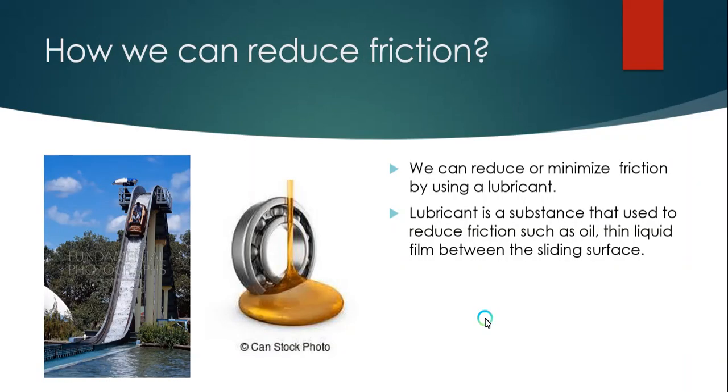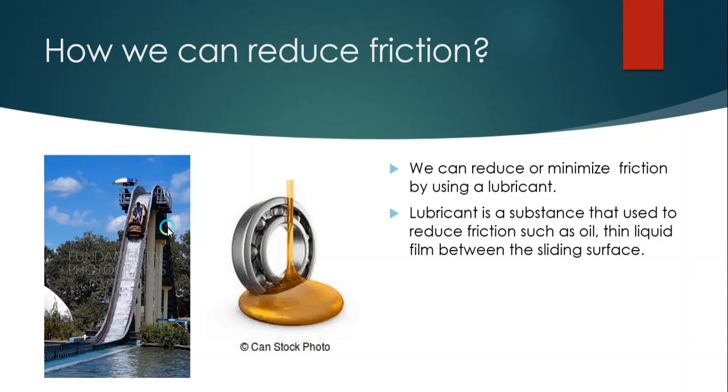How can we reduce friction? We can reduce friction by using a lubricant. What is the meaning of lubricant? A lubricant is a substance, for example oil. When you put oil between the tire and the road, it will reduce the friction.